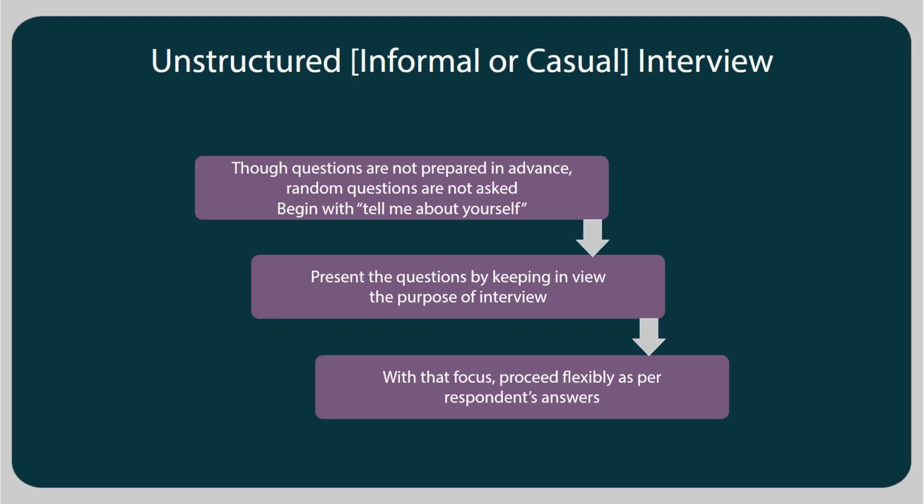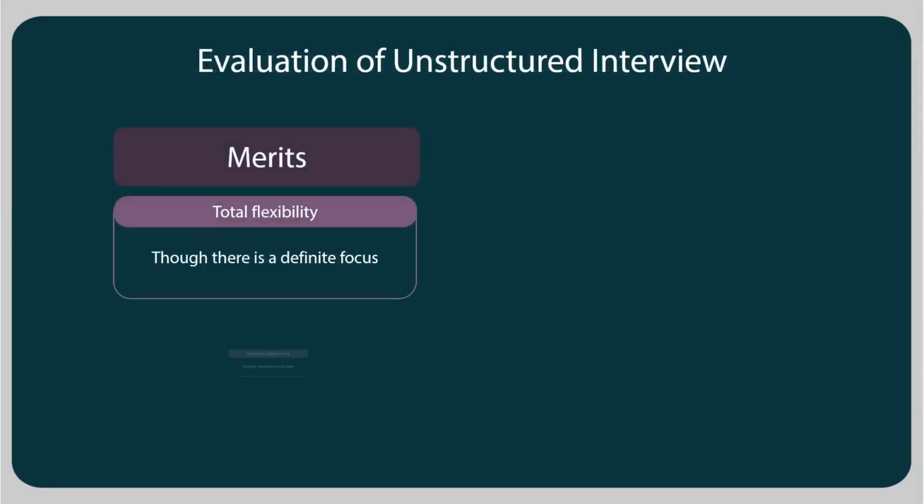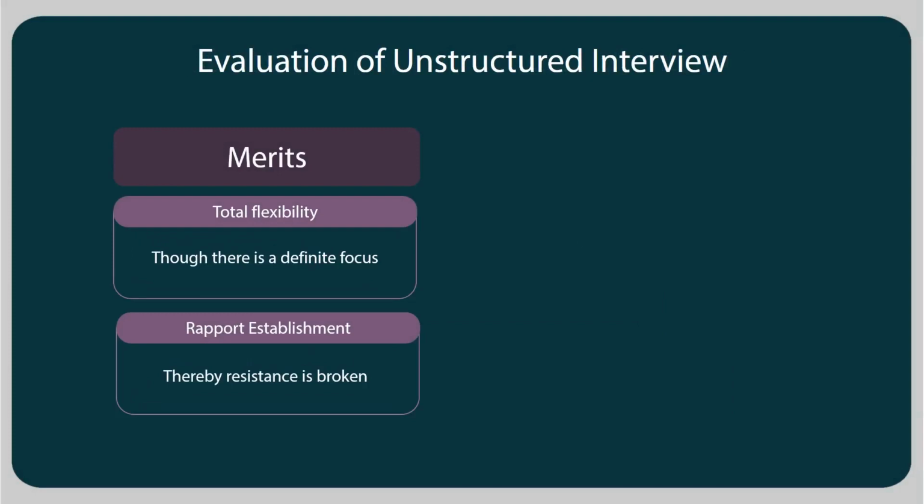When we evaluate the unstructured interview method, on the side of merits, we have two definite merits. The first merit is total flexibility. Though there is a definite focus, flexibility is an integral part of the unstructured interview. Second one, very important one, we establish rapport. Rapport is not at all phonetic. The last two letters are silent. Though it is spelled as rapport, the pronunciation is "rapport."